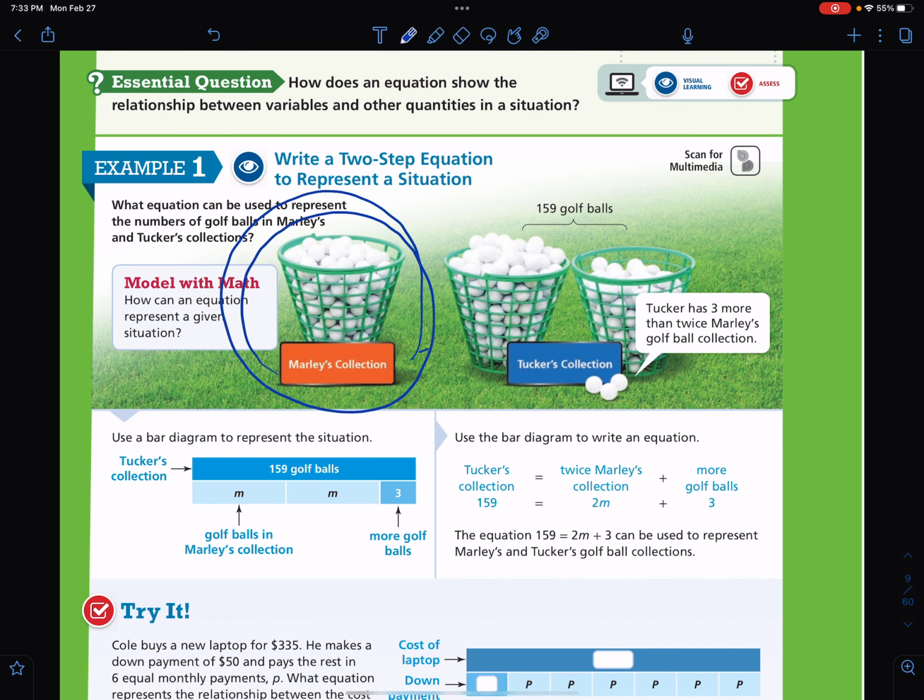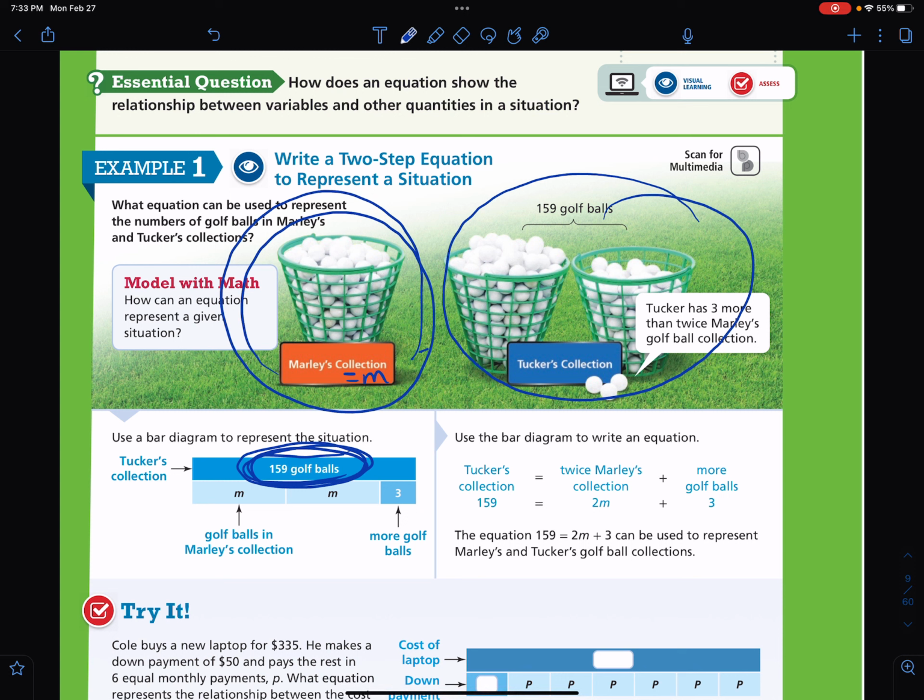Marley's collection is related to Tucker's collection. Okay? And we know that Tucker's collection is 159 golf balls. So that's where this number comes from. His collection is 159 golf balls. Marley's collection is called M.